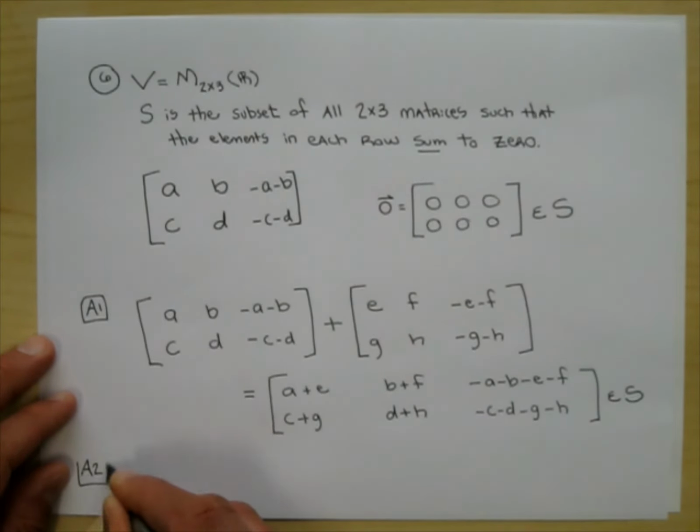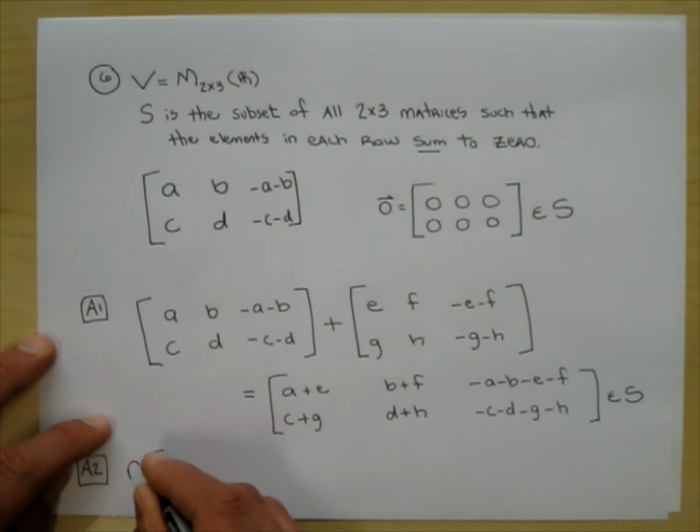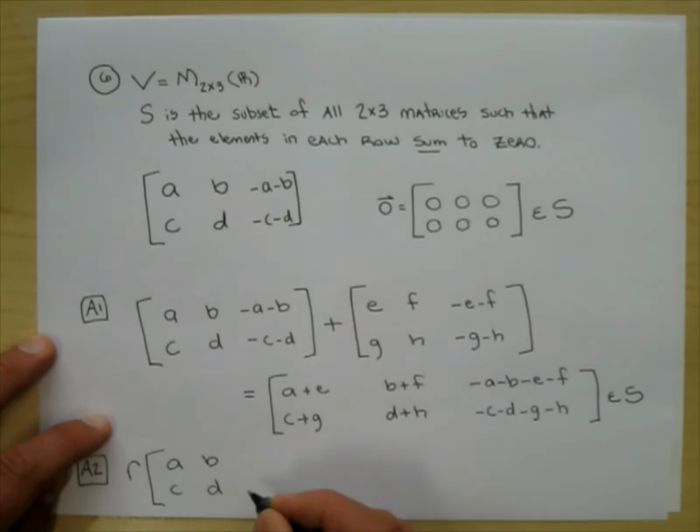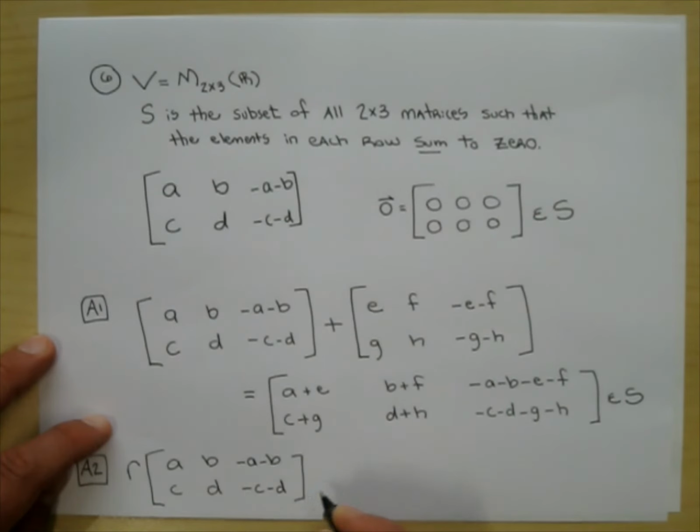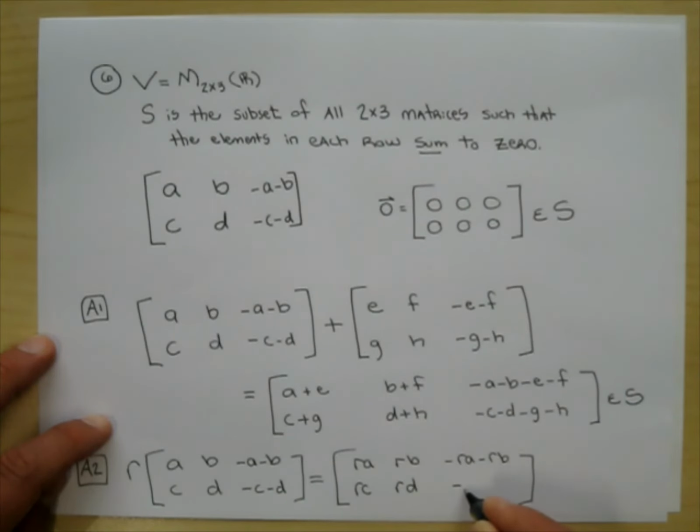Axiom 2. Take a scalar like r and multiply by this guy here that we have up top: a, b, minus a minus b, c, d, minus c minus d. And so what do we end up getting? We end up getting ra, rb, and then this is negative ra minus rb. Look, the top row sums to 0. You can see if you were to add that element and that element and that element, you'd get 0. rc, rd, minus rc minus rd.